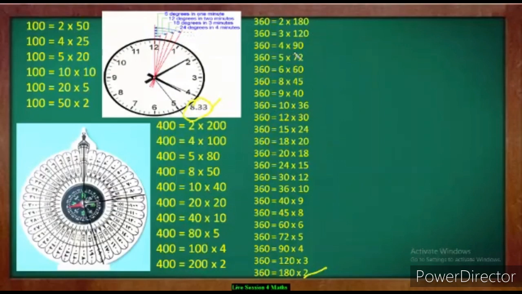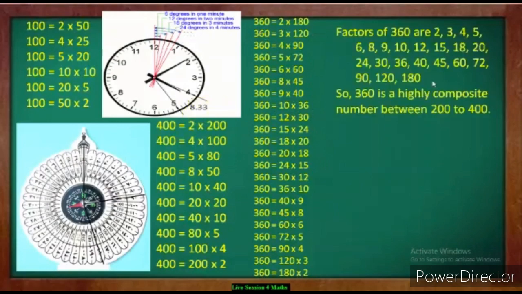So this number 360 is known as a highly composite number. Highly composite. Composed of, made up of many factors. You can see here. It is a highly composite number. So this number is a good choice, a good option for a complete circle. There is no number nearby which can replace this number 360.